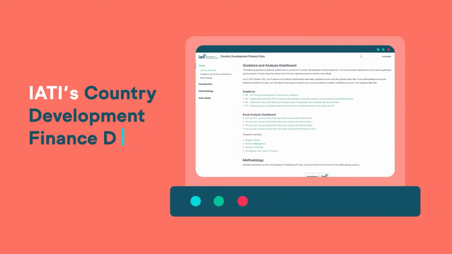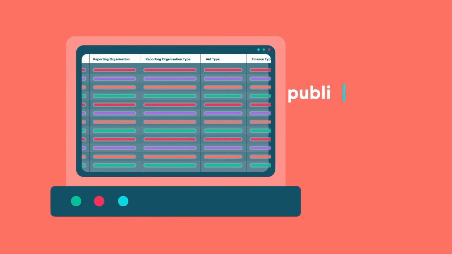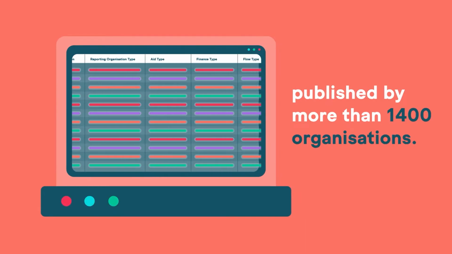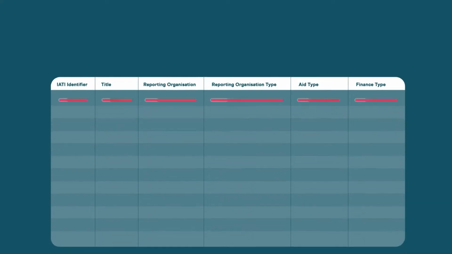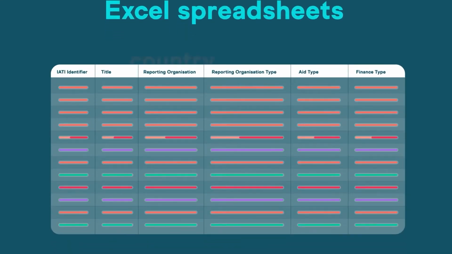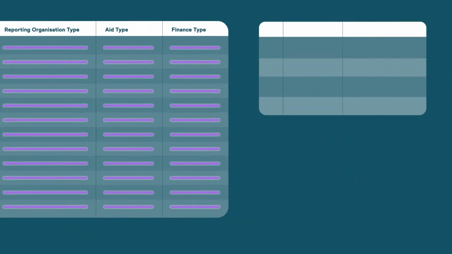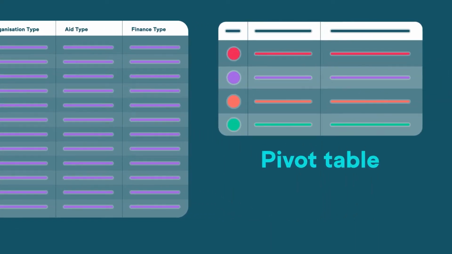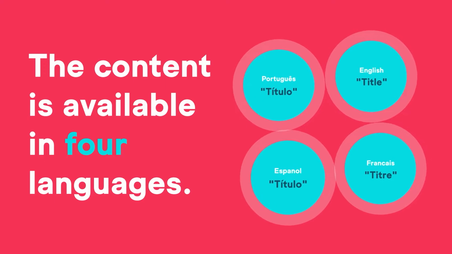IATI's Country Development Finance Data Tool allows you to download and analyze IATI data published by more than 1,400 organizations about external resource flows to developing countries. This data is available in simple Excel spreadsheets for each country or region. Using these spreadsheets, you can easily analyze data using a pivot table. The content on the Country Development Finance Data Tool is available in English, French, Portuguese, and Spanish.